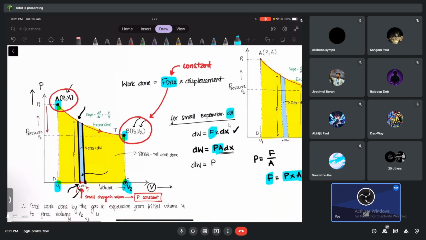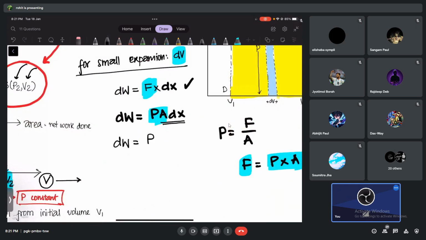Where have I written it? It's here, no? So I'm going to do that. In place of A dx, it represents a small increase of volume. That means nothing but P into dV. So I think you are clear what this is, right? Now we have very nice things to talk about.